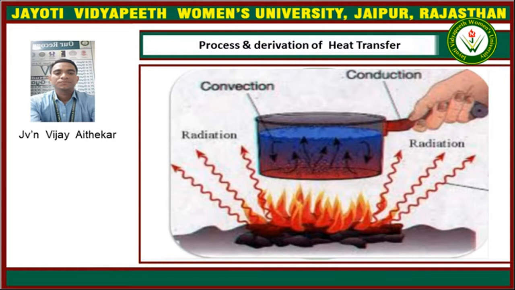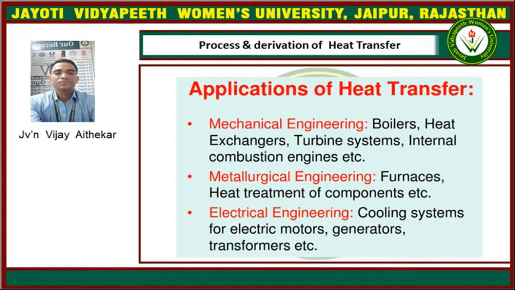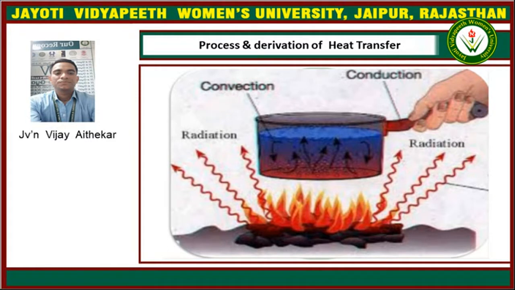As we know, what is heat? Heat is a form of energy. It can be converted from one form to another form. It is transferred by three processes: convection, conduction, and radiation. From the previous chapter, we know that heat is a form of energy and it can be transferred by three methods: conduction, convection, and radiation.